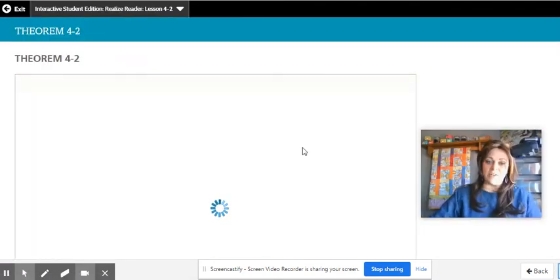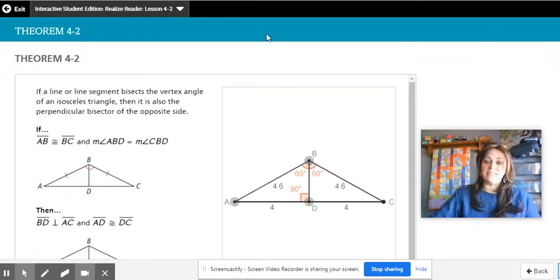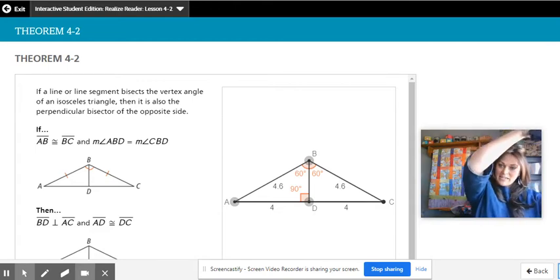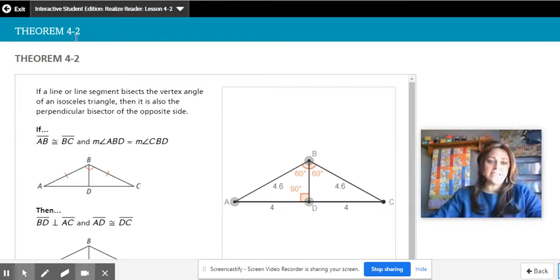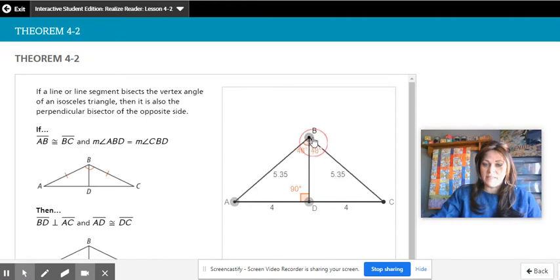All right, next theorem. This theorem is a little bit intuitive, like it kind of makes sense, but some kids just don't think it's a theorem. So there is a theorem that explains this. It says, if a line or line segment bisects the vertex angle. So here's that vertex angle that I told you where the two congruent sides come together. So 4.6, 4.6. This angle, if it is bisected, see how they're exactly the same?